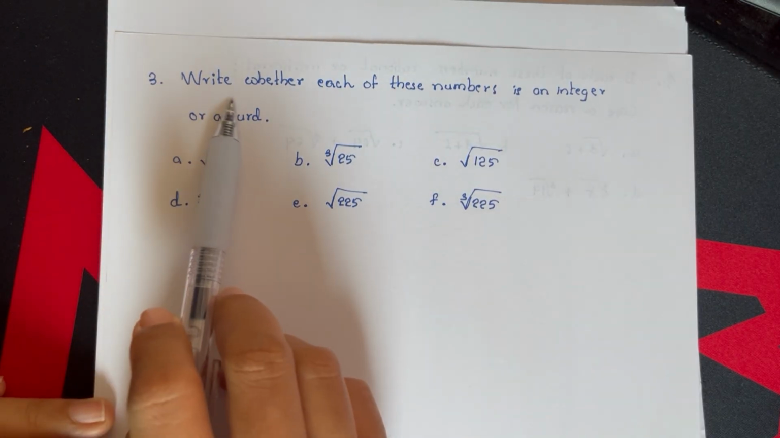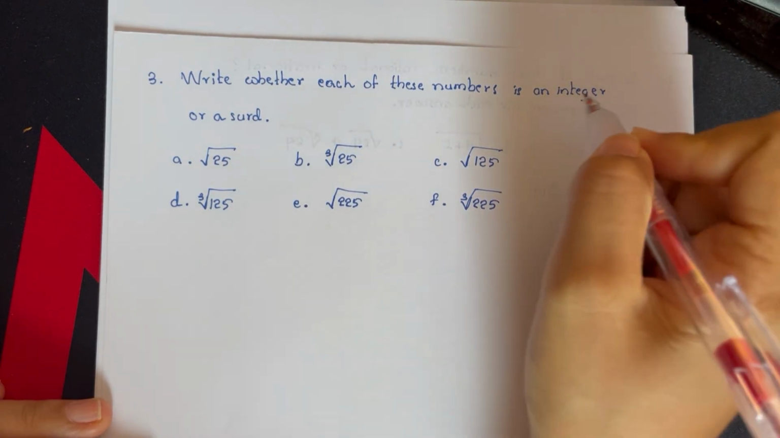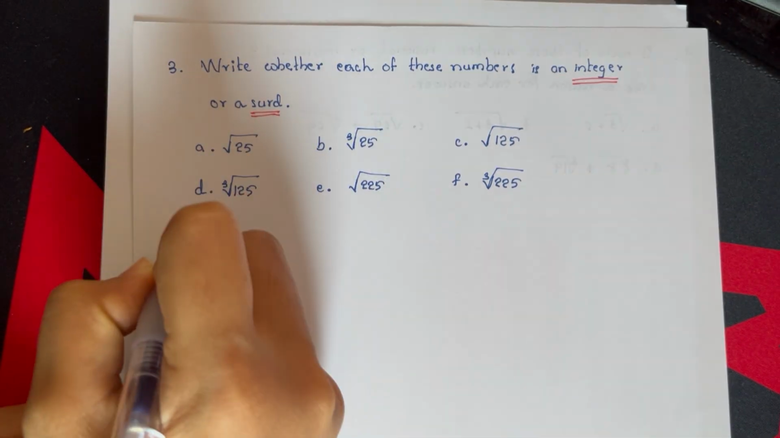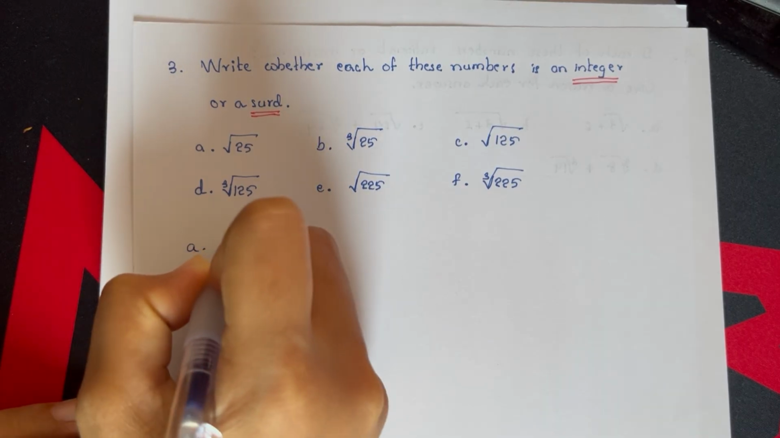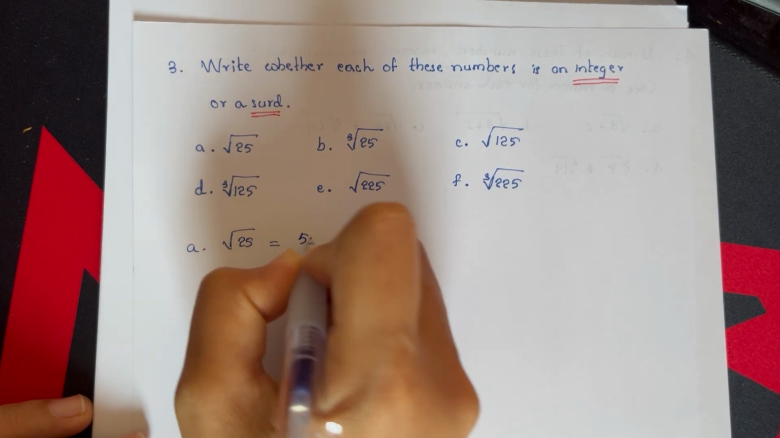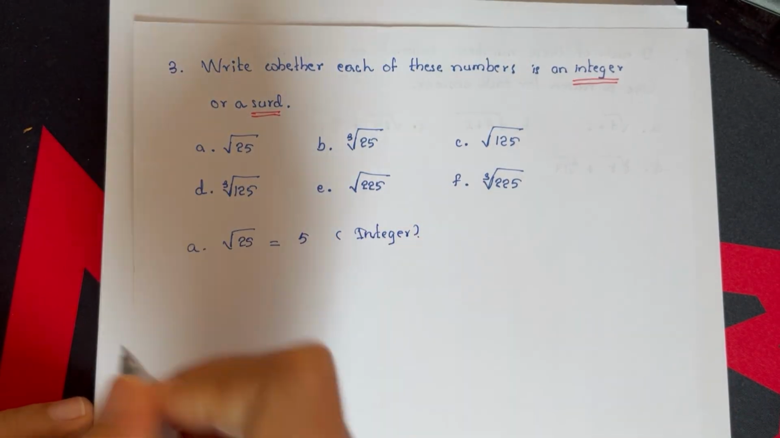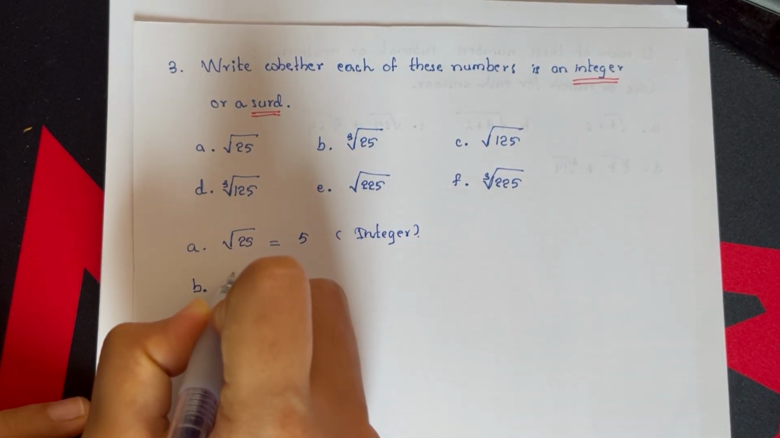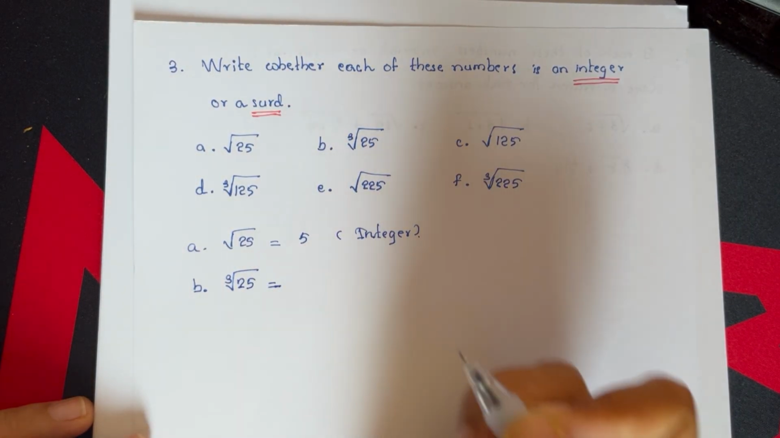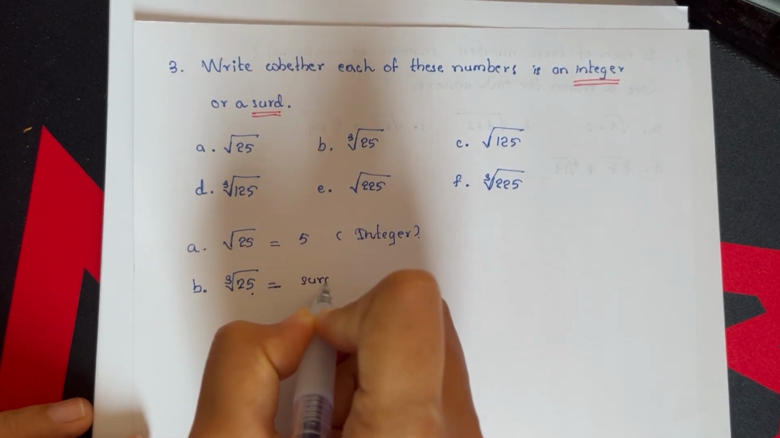Question 3. Write whether each of these numbers is an integer or a surd. So we have to find out which are integers and which are surds. So A, root 25. Root 25 is equal to 5, so this is an integer. And B, cube root of 25. Cube root of 25 is not a perfect cube, so this is a surd.